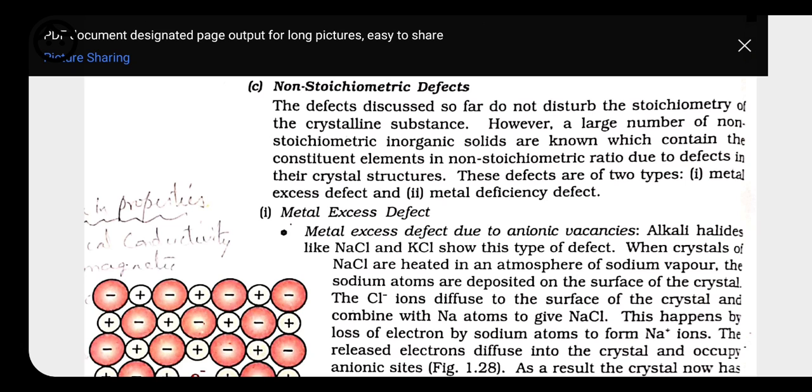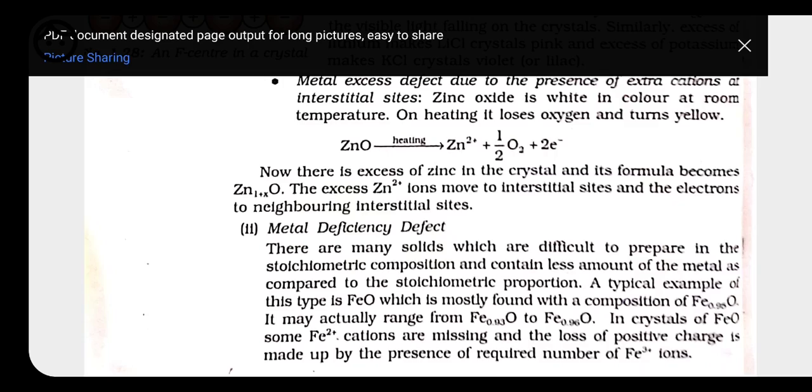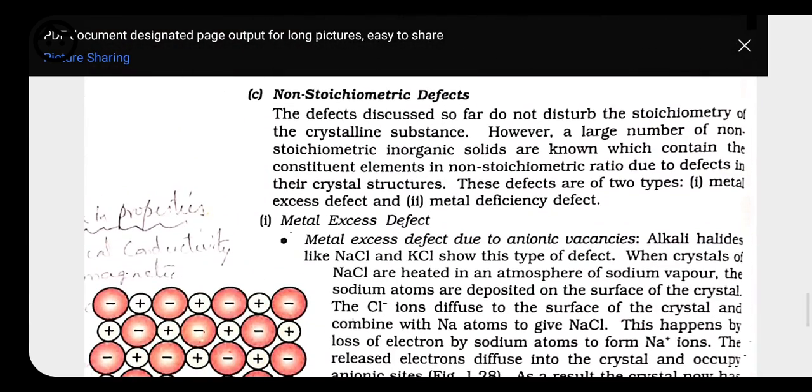So this is called a non-stoichiometric defect, but there is a certain change that takes place. What are the changes that take place, we will discuss here. Because of these changes, there is a change in the property of the crystal also. The non-stoichiometric defect is also of two types: metal excess defect, and metal deficiency defect. First we will talk about the metal excess defect.